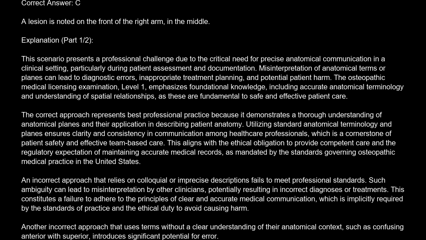The correct approach represents best professional practice because it demonstrates a thorough understanding of anatomical planes and their application in describing patient anatomy. Utilizing standard anatomical terminology and planes ensures clarity and consistency in communication among healthcare professionals, which is a cornerstone of patient safety and effective team-based care. This aligns with the ethical obligation to provide competent care and the regulatory expectation of maintaining accurate medical records, as mandated by the standards governing osteopathic medical practice in the United States.